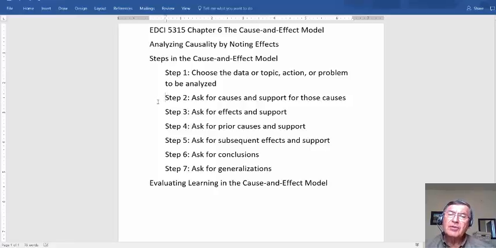And that will help them to clarify their thinking and be able to express themselves better in the future. So you ask for the causes, and then you ask for the effects and the support for the effects. What's your evidence that these are the effects? They have that, but they need to remember to put the two together.